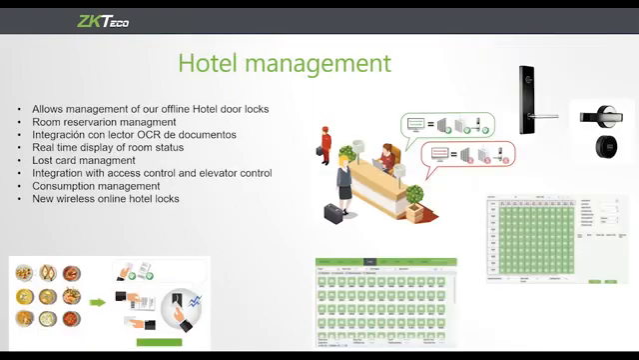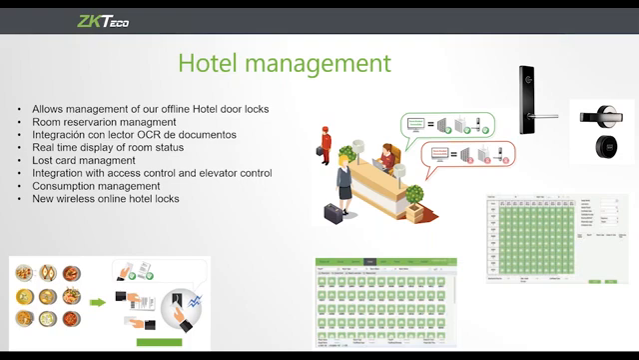This is a second example scenario. It's hotel management. The hotel module in ZKBioSecurity allows us to manage our offline hotel locks. These are the hotel locks, the LH. In this case, we have the picture of the LH8600 and the LH7500. These are offline hotel locks, and it's possible with this module to manage these offline hotel locks.